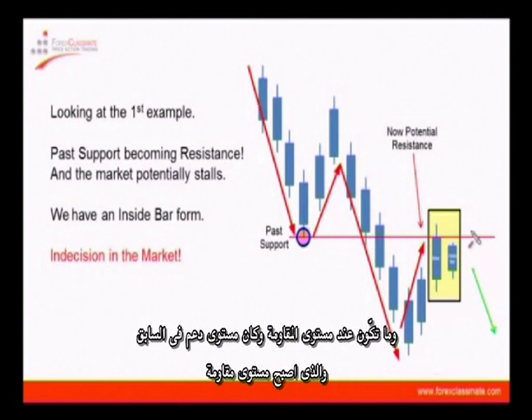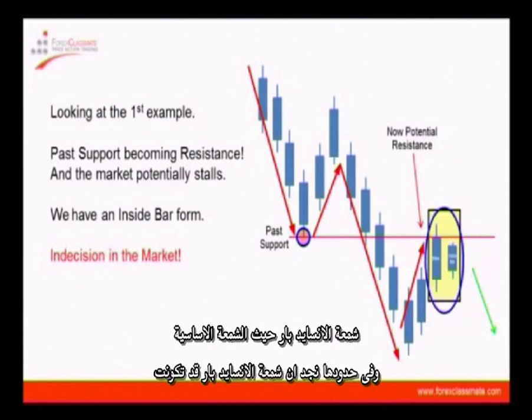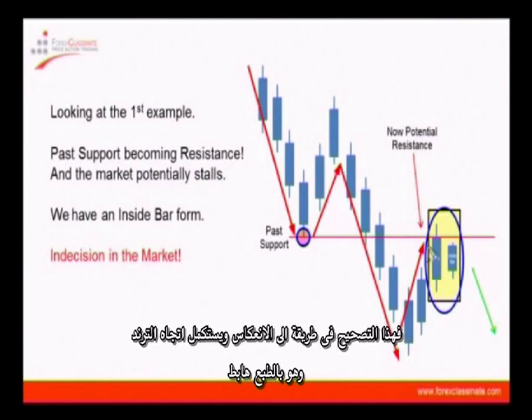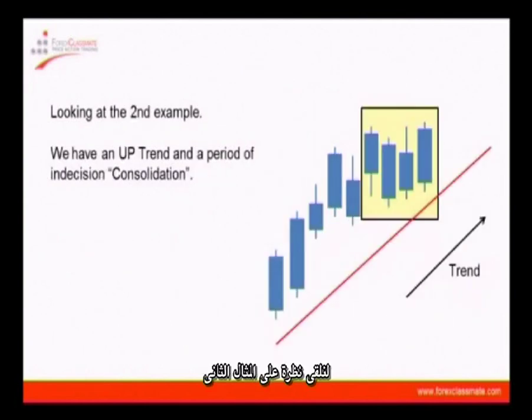And what's formed at that resistance area, so past support now becoming resistance, what's formed? The inside bar formation has now formed. You've had the base candle, and within the boundaries of the base candle we've seen the inside bar form, and what this is telling us is we are potentially going to see a reversal in the market. So this retracement is now going to reverse, and it's going to continue in the overall trend direction, which is of course short. Okay, then let's take a look at the second example.